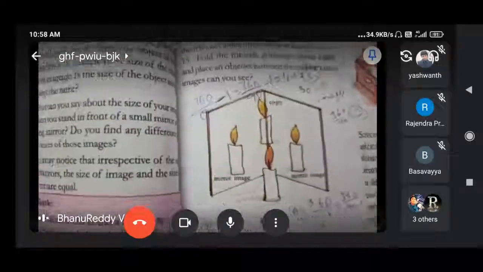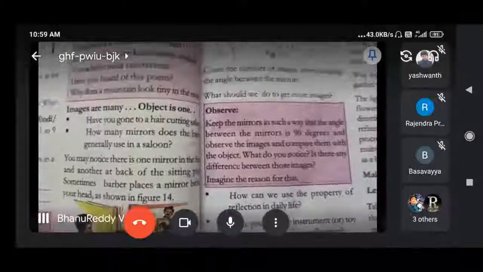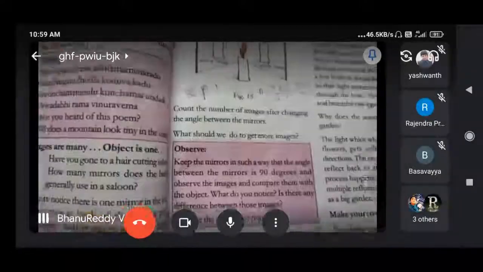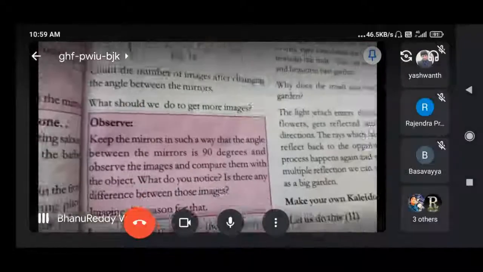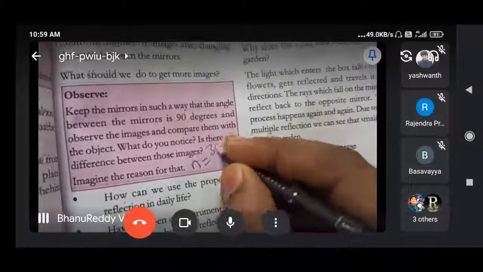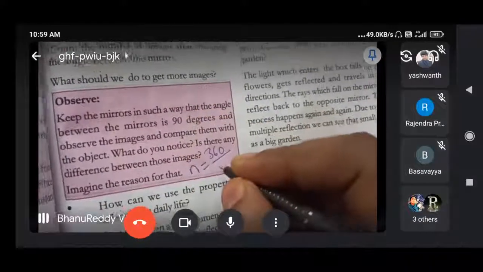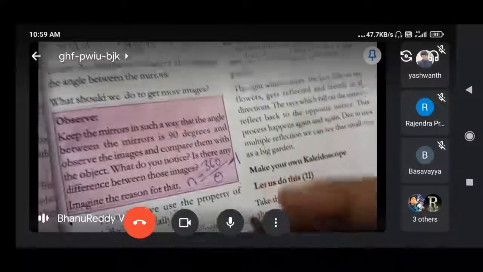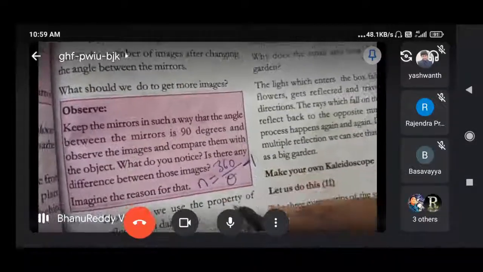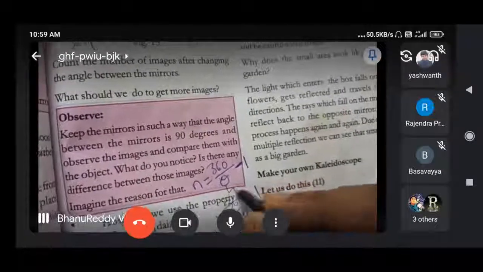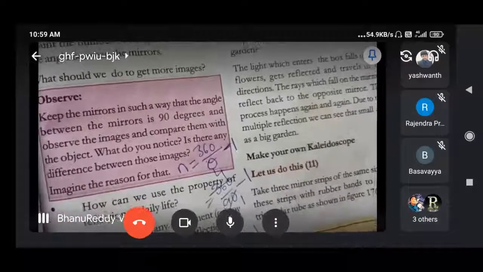See, we have a multiple images question here. Keep the mirrors in such a way that the angle between the mirrors is 90 degrees. For this, how many images are formed in multiple images? For this we have a formula. The number of images is equal to 360 by the given angle theta, minus 1. So here, 90 degrees means how many images? 360 by 90 minus 1. 9 fours are 36, so 4 minus 1 is equal to 3 images will form.